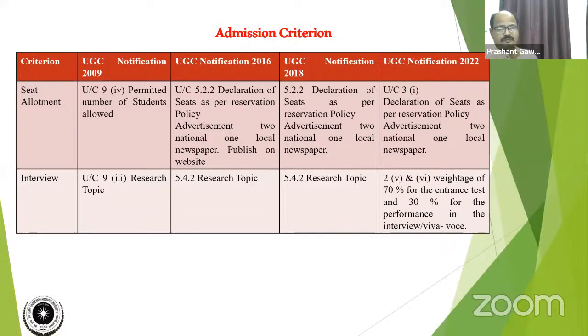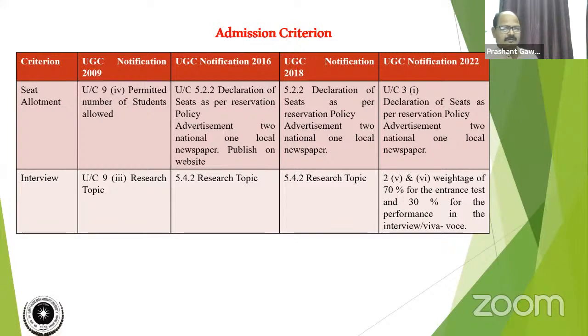Similar is the case of 2018. Again, under 2022, the case is similar. But they again incorporated one more provision for admission to the PhD, which is the weightage to the entrance test.